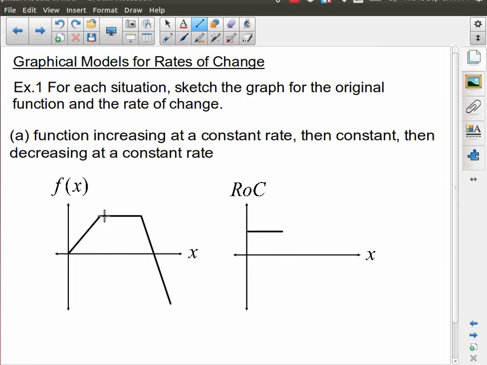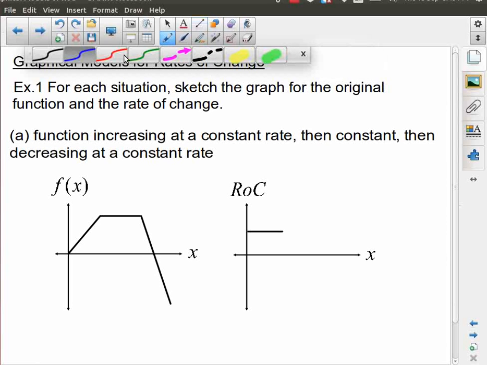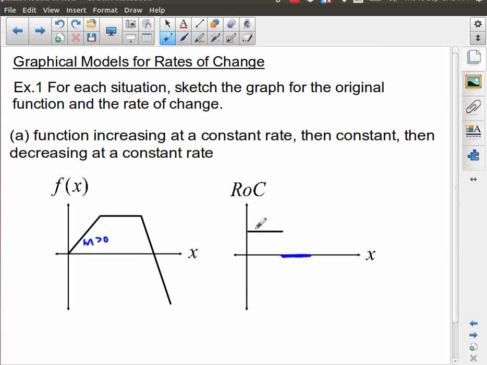Then I have a constant. So that means, well, this is going to be a little bit awkward. I need something a little bit thicker here. That's too thick. All right, so maybe I'll freehand this. From here, I have a section where it's constant. And so that means my rate of change is equal to 0, and that's where I get this slope of 0. So here, my slope is greater than 0. This number is greater than 0. Here, my slope is equal to 0. And then here I have a slope that's less than 0.